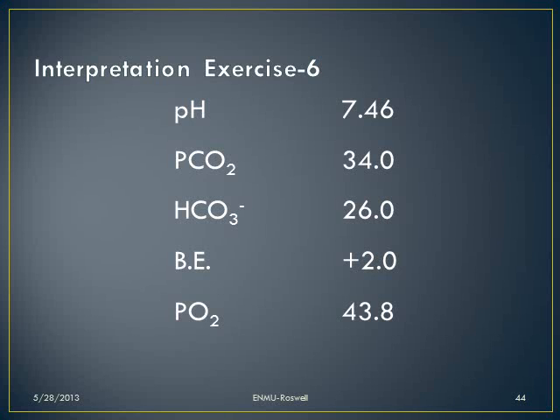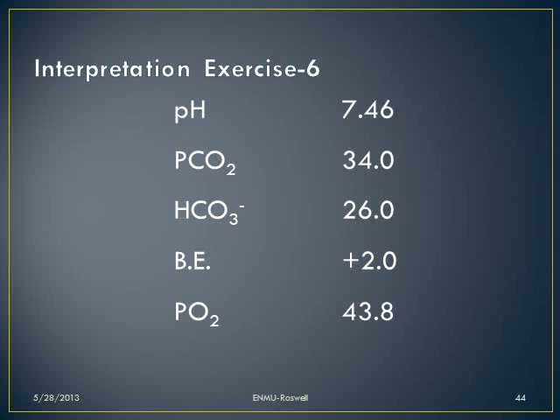Let's do another one, shall we? pH 7.46. Alkalotic. CO2 34. Does that explain alkalosis? Normal CO2 is 35 to 45. It does. 34, that's less than 35, isn't it? So that means it's alkalosis. Would that be full compensation? What's the bicarb looking at? It's normal, unchanged.